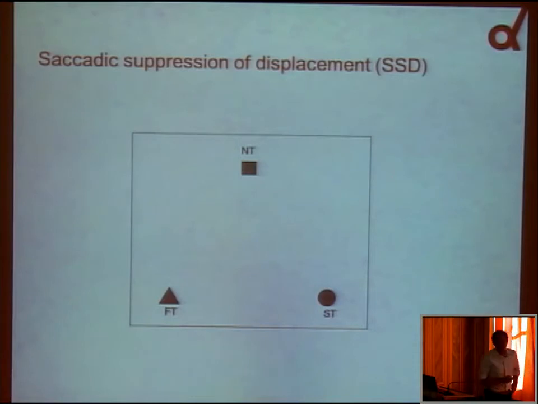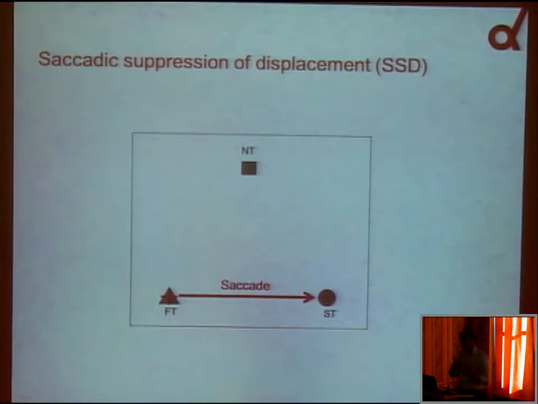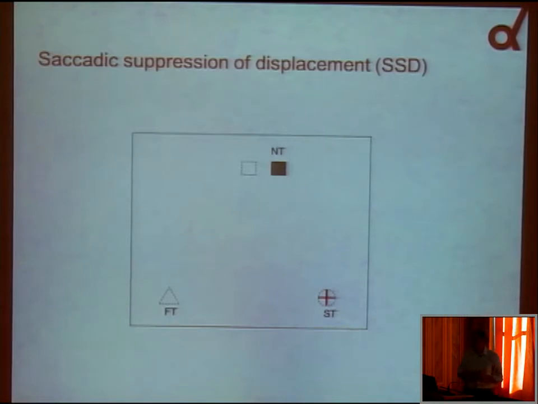Suppose you're looking at a display with three targets: a fixation target, a triangle, a circle, which I call the saccade target, and another non-target, a square object. You ask subjects to fixate here, and now make a saccade towards this target. While making the saccade, all these objects on the display disappear, and one is slightly displaced, in this case the non-target, slightly in the horizontal direction. Then you ask subjects to indicate the pre-saccadic location of that object. Where was it before the saccade? You can do this using a mouse click.